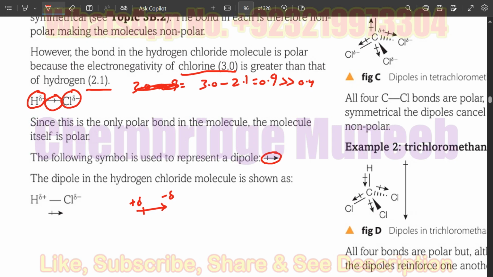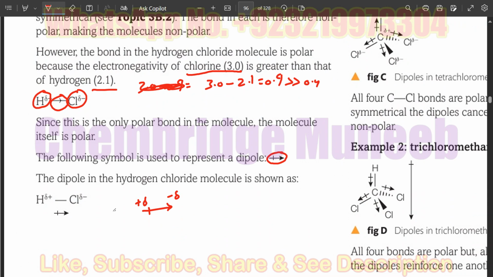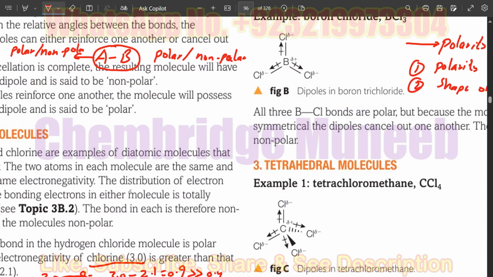Yeah, that's clear. Okay, so now here the molecule contains only two atoms. Because of this, the complete molecule will be considered as a polar molecule. It is a polar molecule because the bond is polar. The bond is polar, that's why the molecule is polar here. There is no cancellation of this dipole, that's why the molecule is polar here.